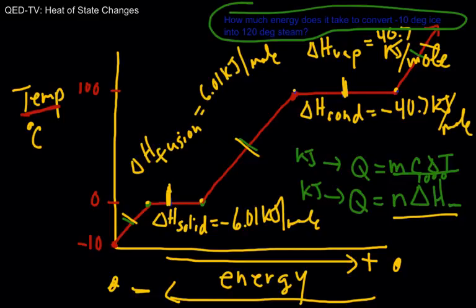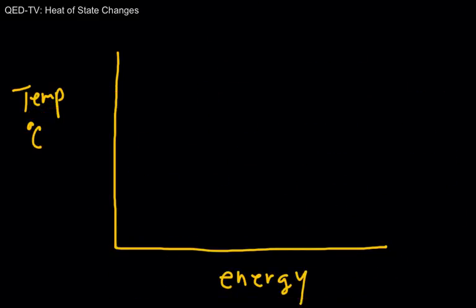So the question is, how much energy does it take to convert -10 degree ice into 120 degree steam? So let's go back. I guess I do have another graph here. We can use this one. So let's kind of figure this out here. Let's start down here at this point, and we'll say this is -10 degree ice. And we're going to, of course, warm it up to 0.